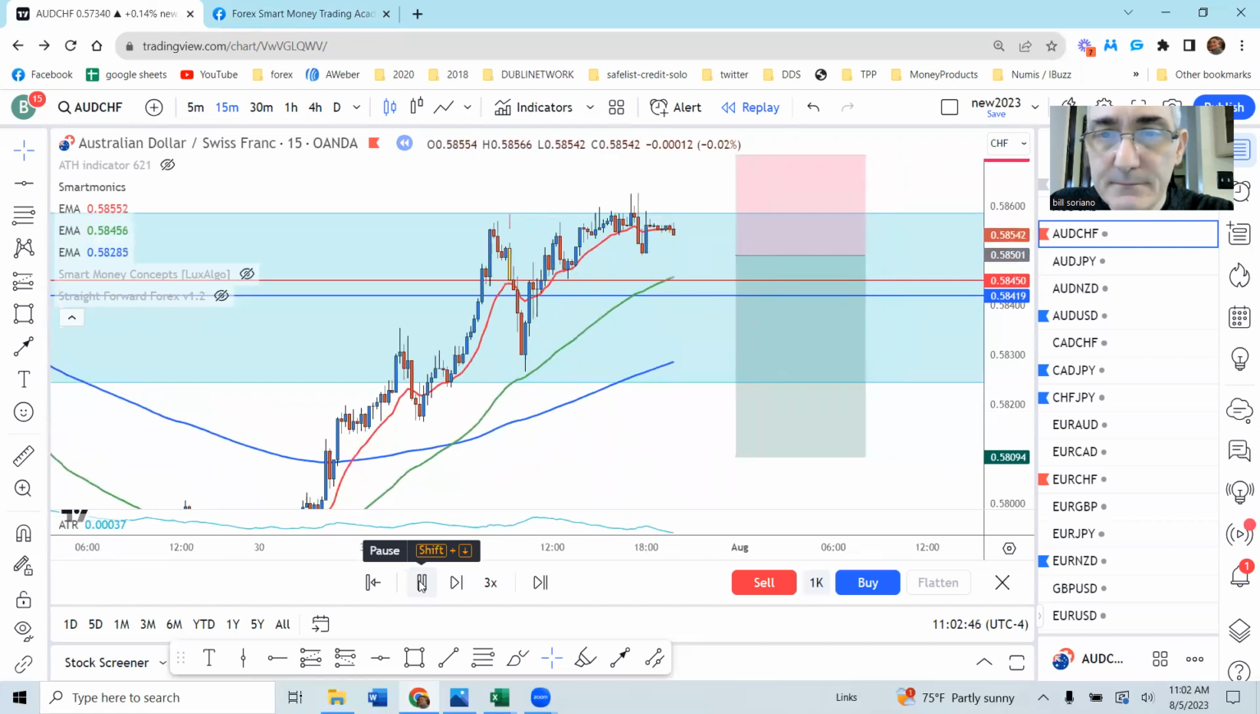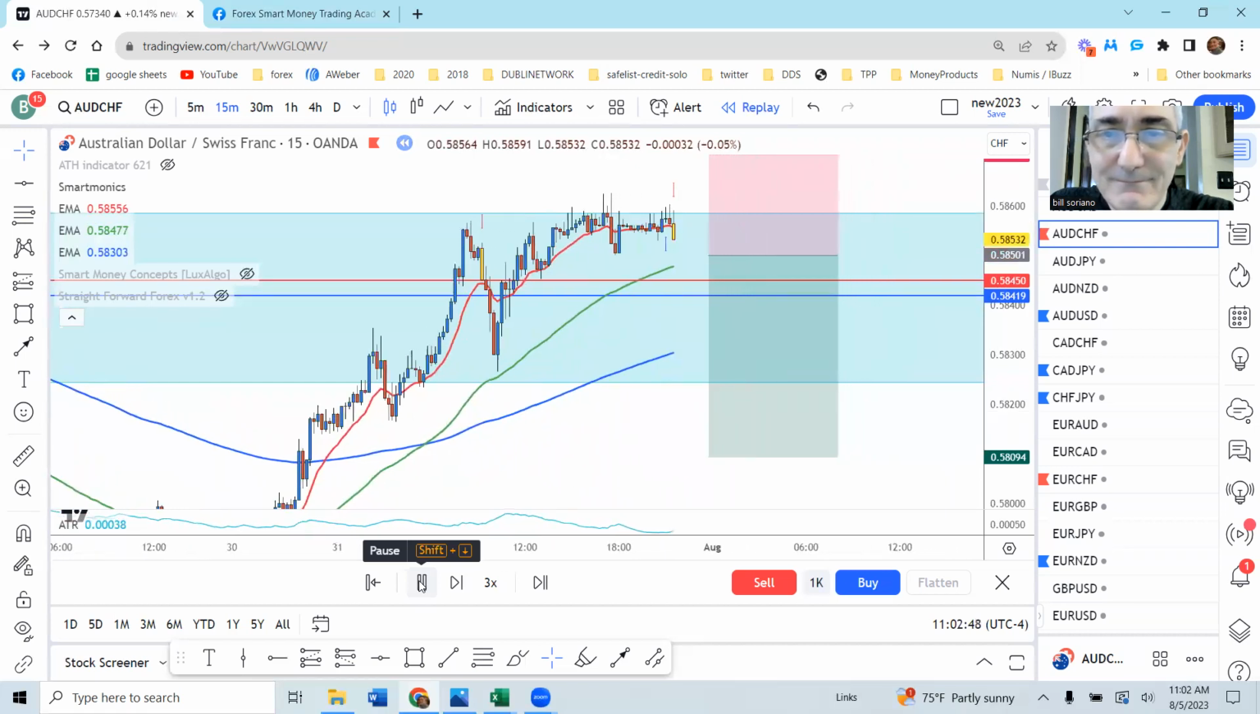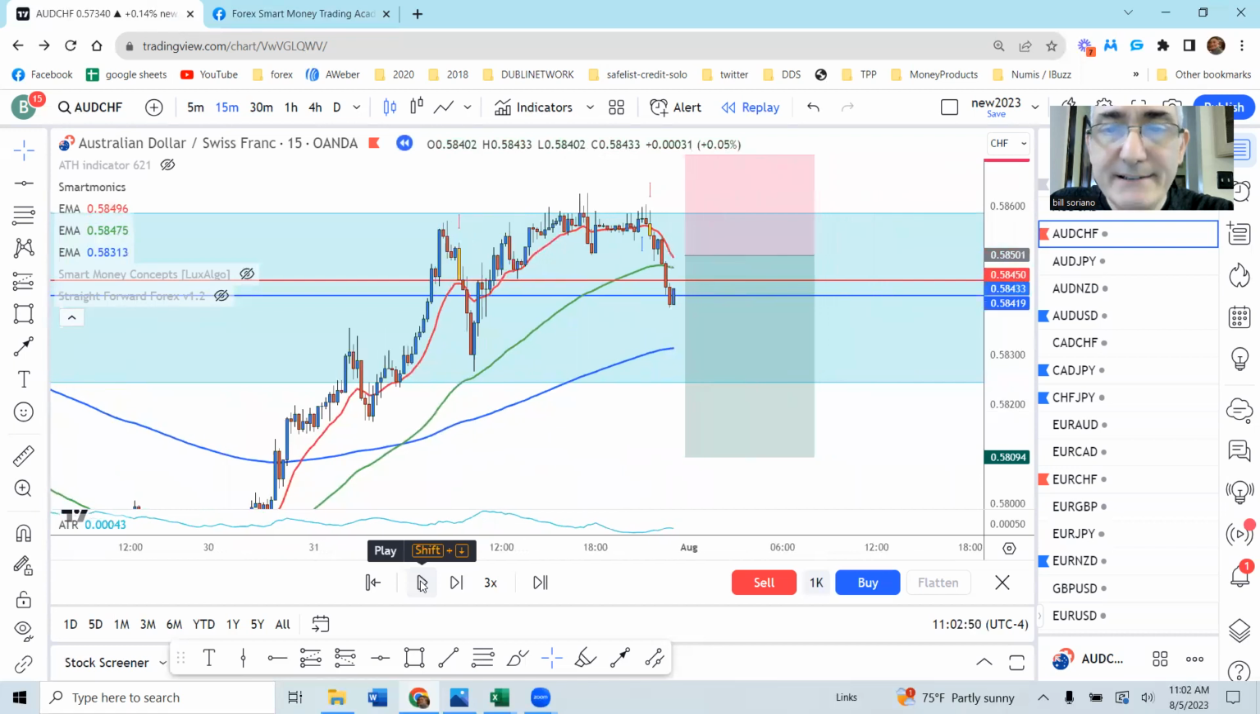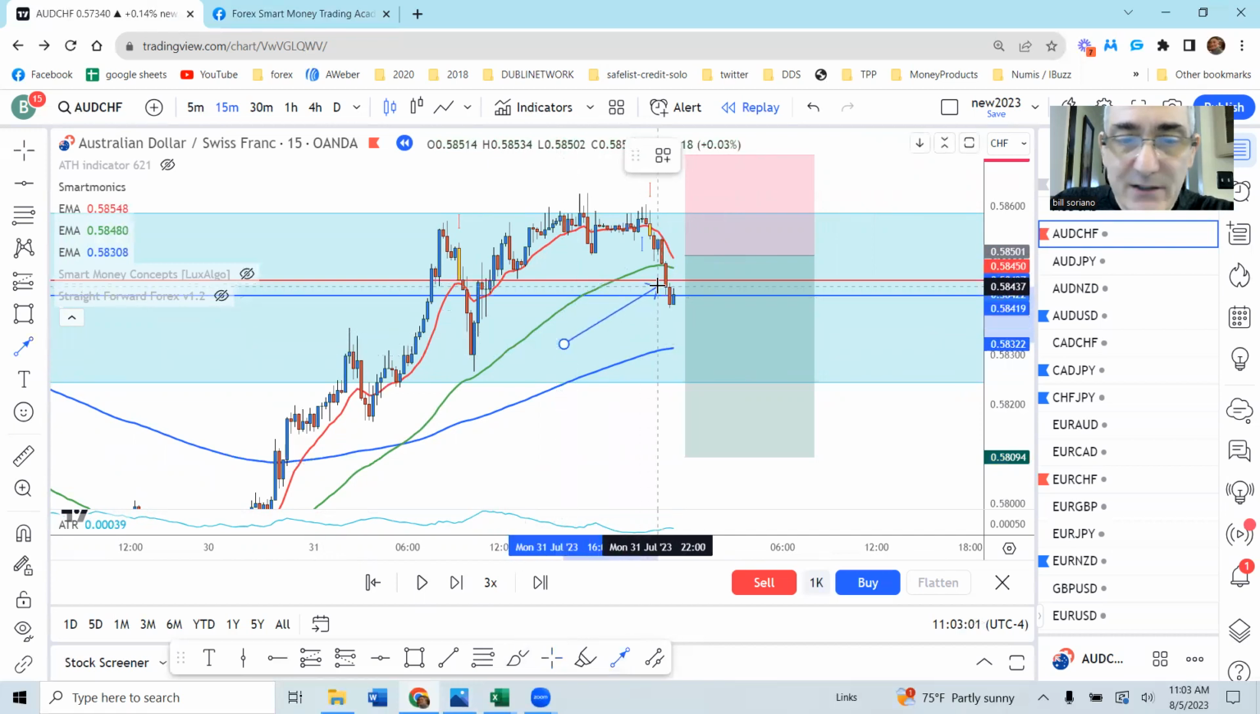So here it comes. And right there, that's where we get our break of structure to the downside, and that gives us our CHoCH, our change of character. And it's that candle right there.